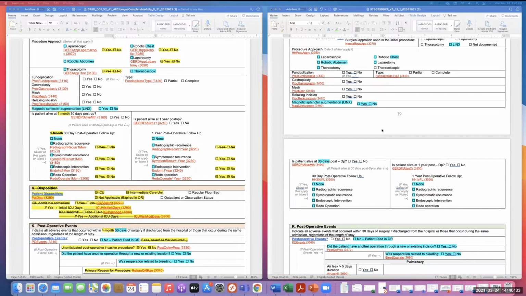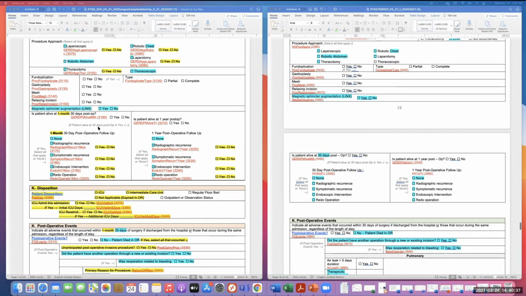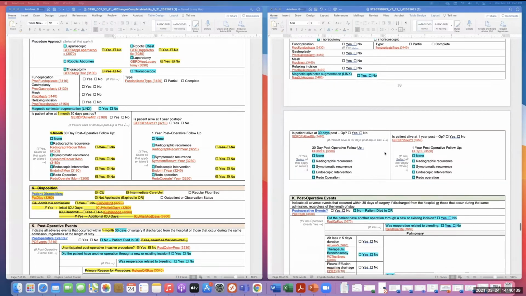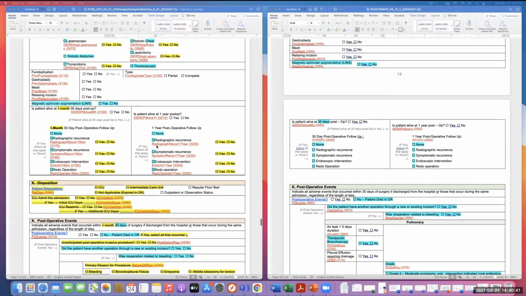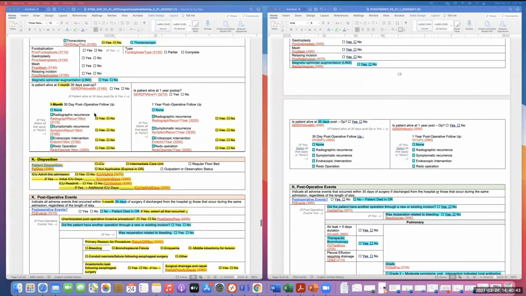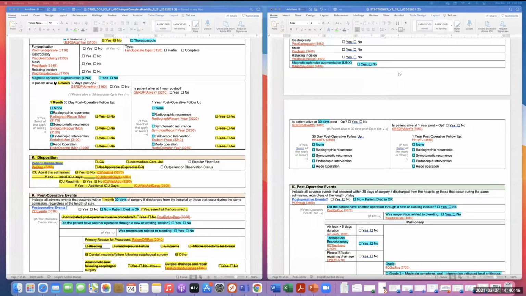And I'll get to Nancy, I see your questions coming, but we'll get to them in just a second after we finish the review. I think we can get through the rest of the form today. So we'll get to questions shortly here. We're still in the hiatal hernia section. This is the patient alive at 30 days and then 1 year post-op, and just changed them to select all that apply.